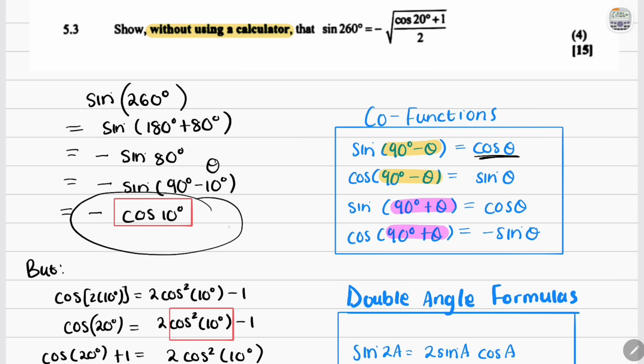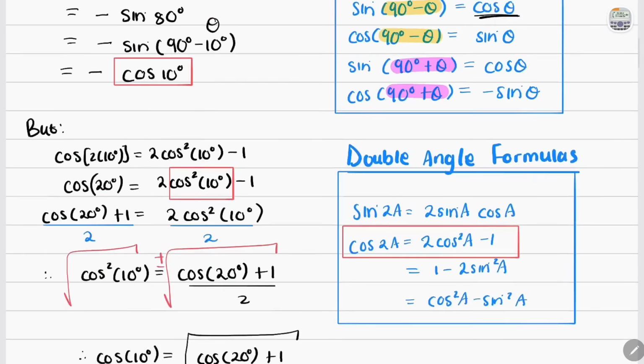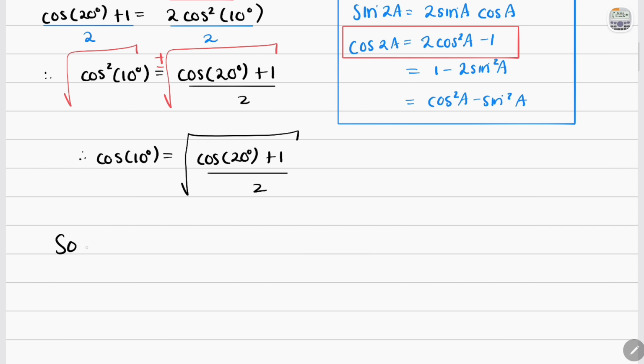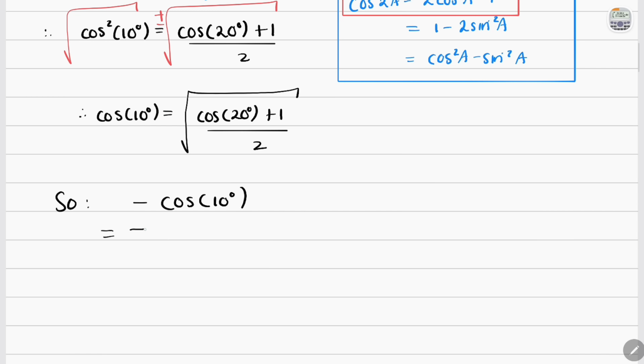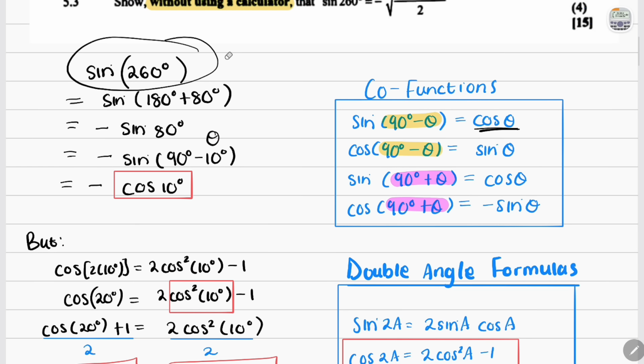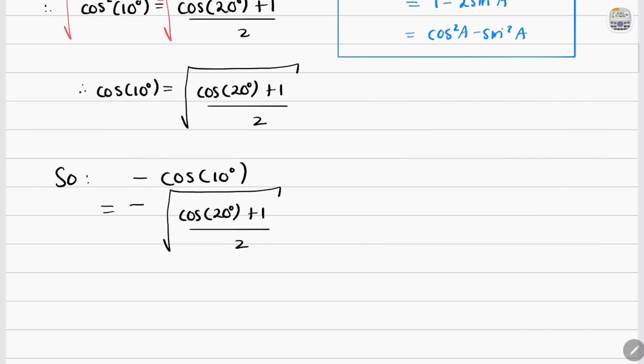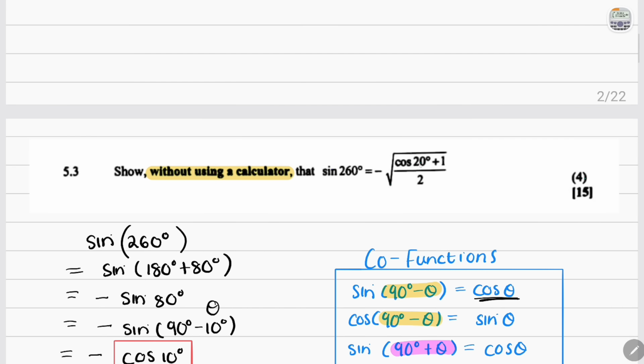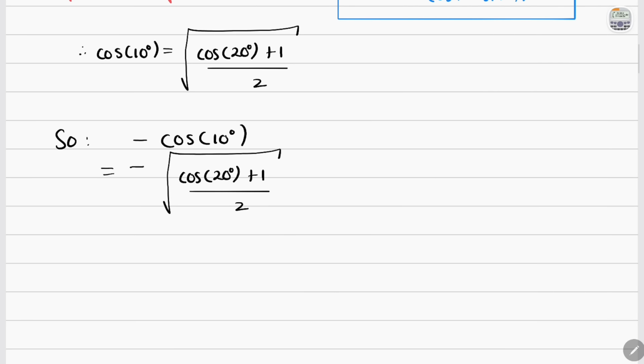So I know that what we had was negative cos 10 degrees. So this means that negative cos 10 degrees is actually equal to, you're just going to say negative and then whatever cos 10 degrees was, which is all of this. Okay, so I just put that in and this is our answer. So at the end of the day, cos 260 degrees really is equal to negative the square root of cos 20 degrees plus 1 over 2, just like we have.